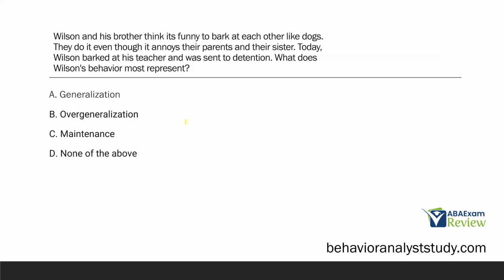Wilson and his brother think it's funny to bark at each other like dogs. They do it even though it annoys their parents and their sister. Today, Wilson barked at his teacher and was sent to detention. What does Wilson's behavior most represent? So looking at Wilson's behavior, we know Wilson and his brother bark at each other like dogs because they think it's funny and it annoys their family, right? So just kid behavior.